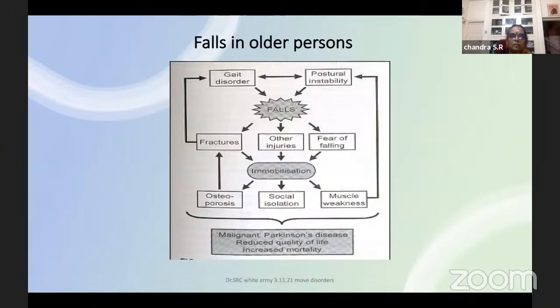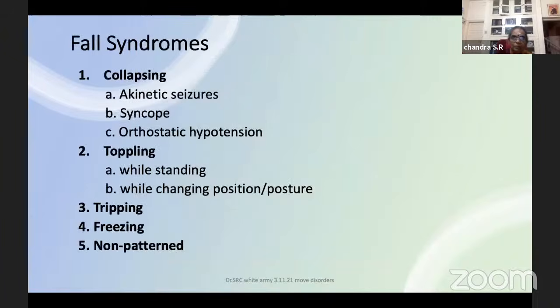It can be due to postural instability. It can result in fractures, injuries, and fear of falling. You have fallen once and you refuse to walk. That is more dangerous. So that is fear of falling. These are the consequences. That results in immobilization. Immobilization leads to osteoporosis, social isolation, depression, secondary muscle wasting, and that becomes the doom for the person.